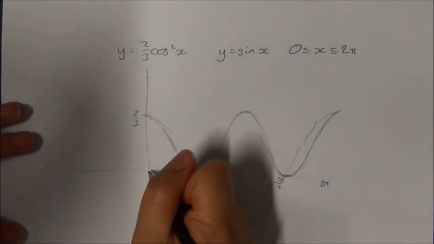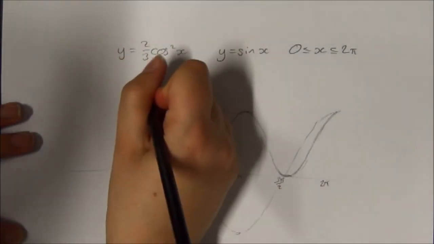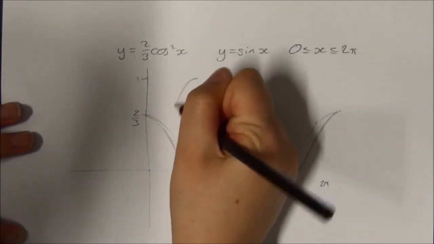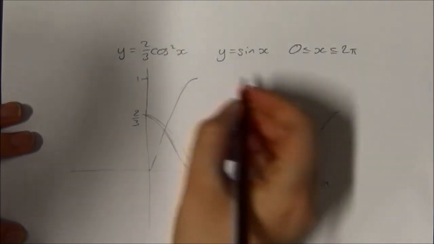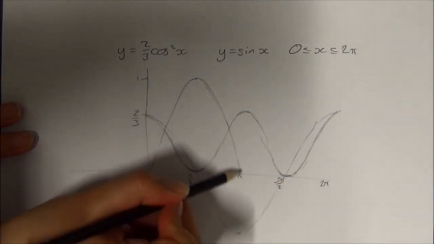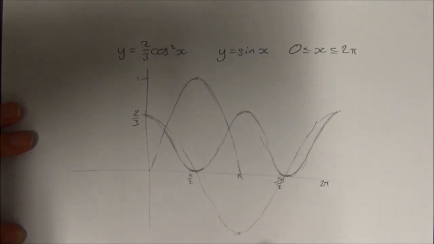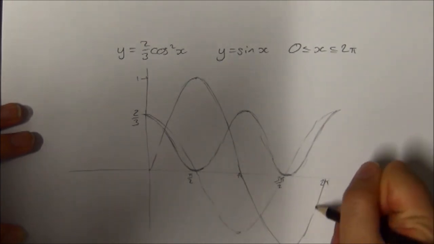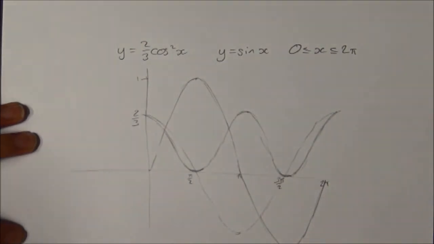So for that I start at 0, I go up to 1 at pi by 2. I go back down to 0 at pi. I'm down to -1 at 3 pi by 2. And then back up to 0 at x equals 2 pi.